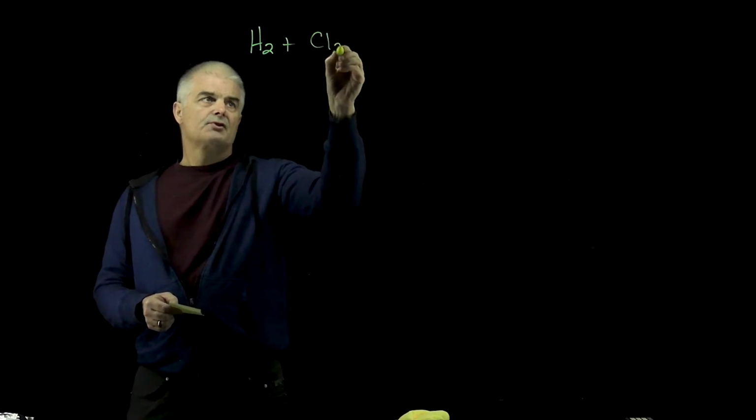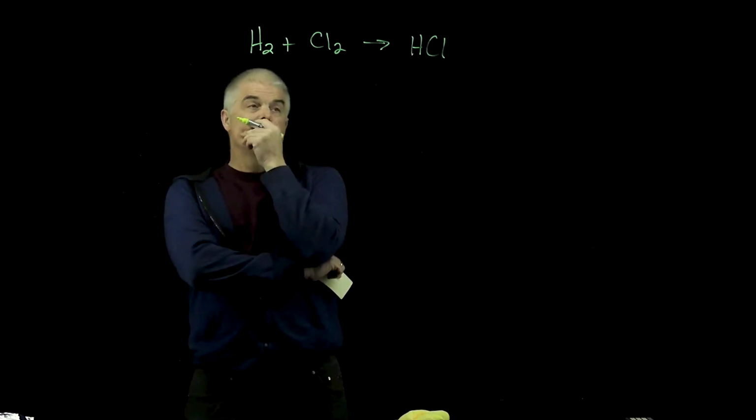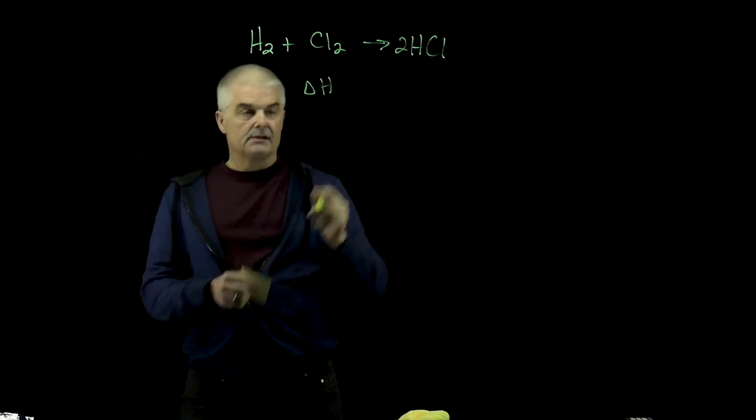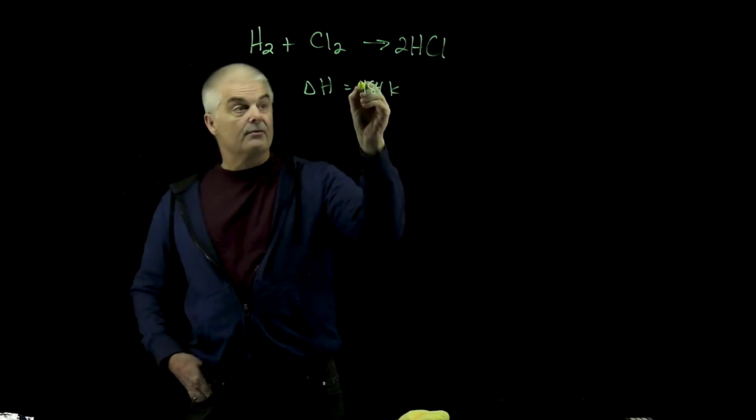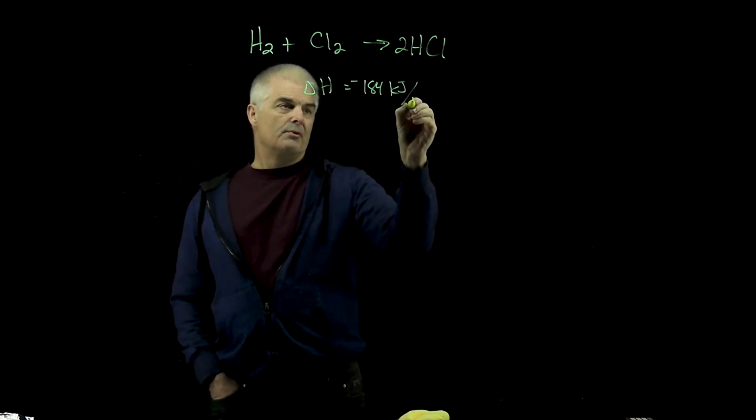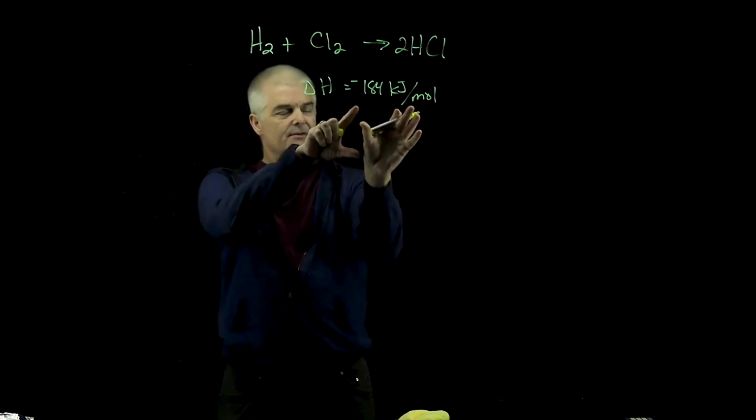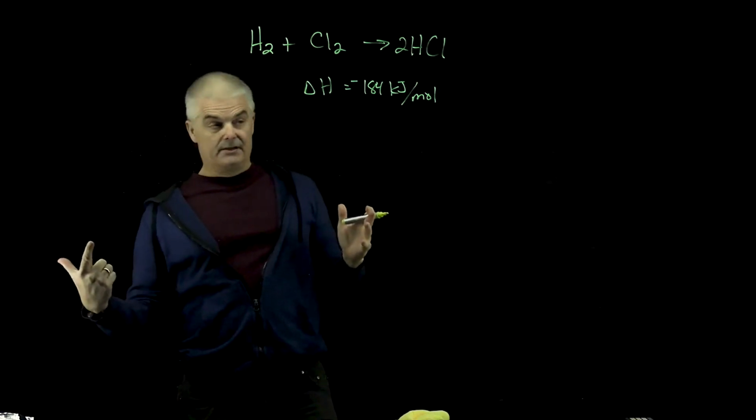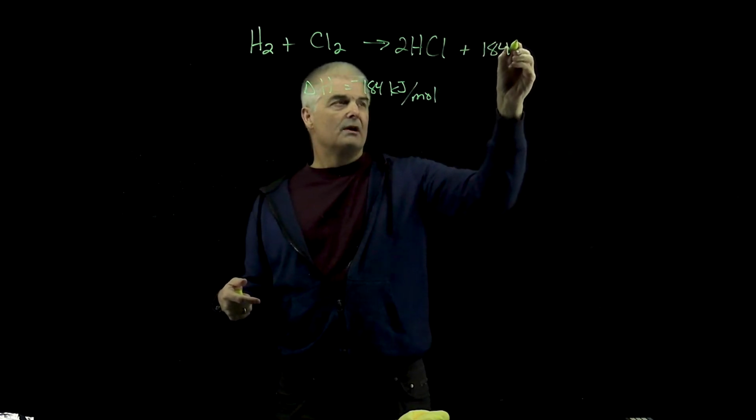So let's say we've got this reaction. Hydrogen plus chlorine makes HCl. To balance that equation, we needed 2. But we also know that the value of delta H is equal to negative 184 kilojoules per mole. Now when I write that out, think of the energy as like a reactant or a product in your reaction. Since it's negative, this means plus 184 kilojoules.